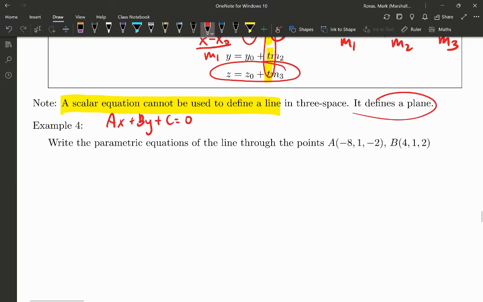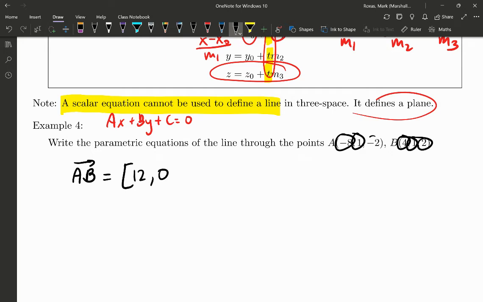So here in this next example, we're going to write the parametric equations of the line through the 2 points in 3D space. So I'm going to create the vector between A and B in 3D space. And that vector is, well, 4 minus negative 8 is 12, 1 minus 1 is 0, and 2 minus negative 2 is positive 4. So there's my vector in 3D space that joins the 2 points A and B.